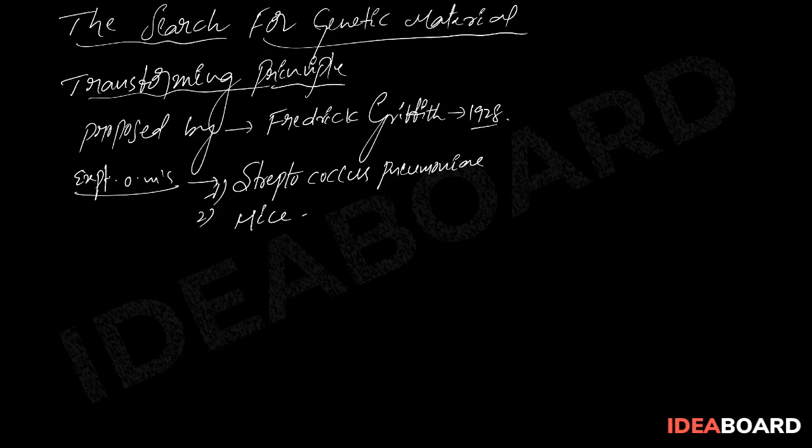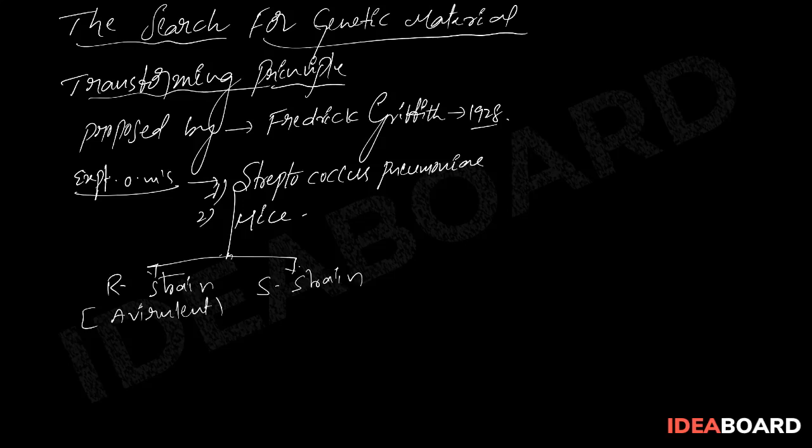The R strain, the letter R represents rough, is without a polysaccharide coat, and the S strain has a polysaccharide coat, which is also virulent. So this Streptococcus has two strains, R strain and S strain. R strain is avirulent or non-pathogenic. S strain is virulent or pathogenic.